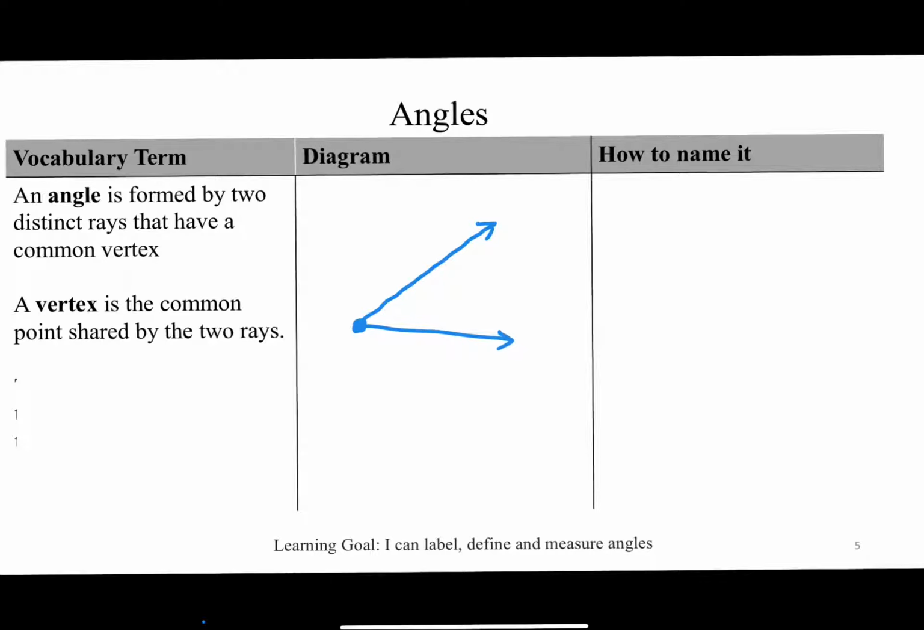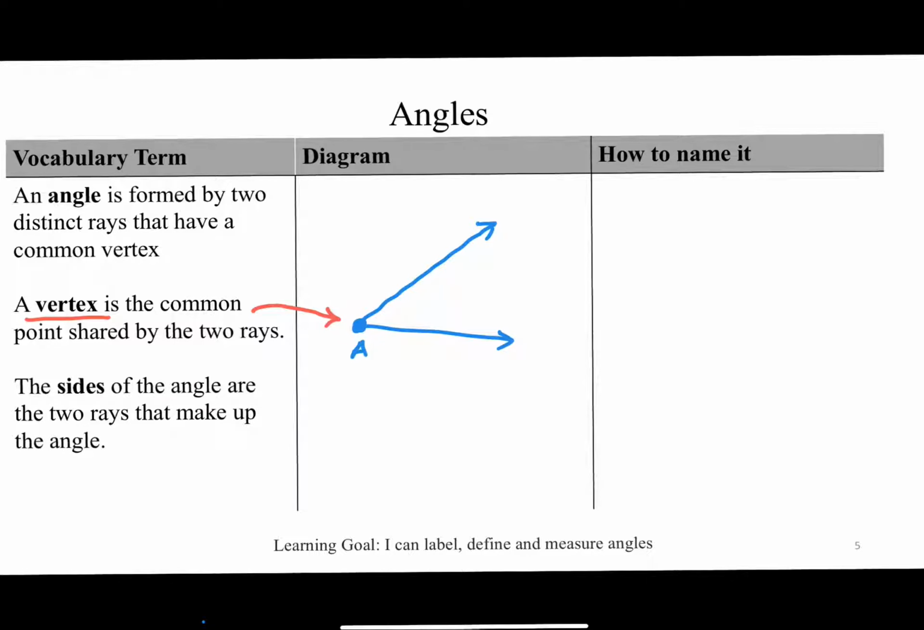So as you can see on the left column, the vertex is just the common point that is shared between the two rays. And just like any other point, we can label this vertex with a capital letter. And finally, the two rays that make up our angle are going to be known as the sides of our angle. And that's basically what makes up an angle.